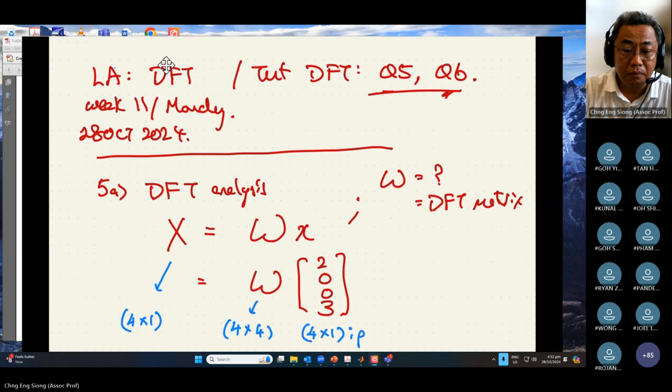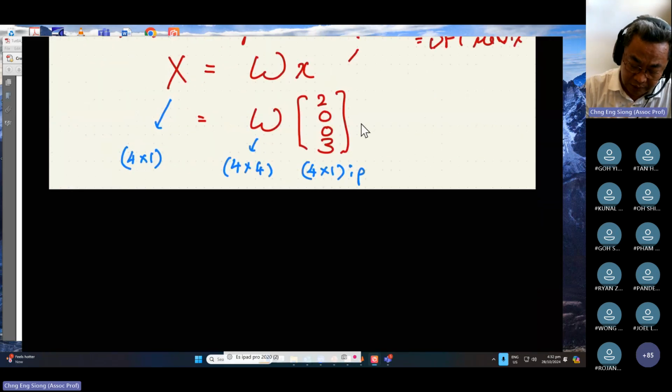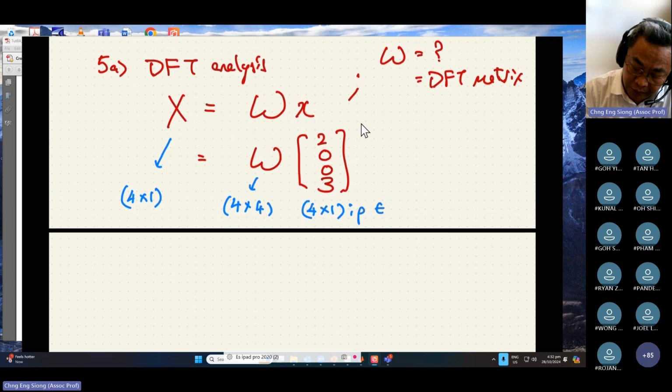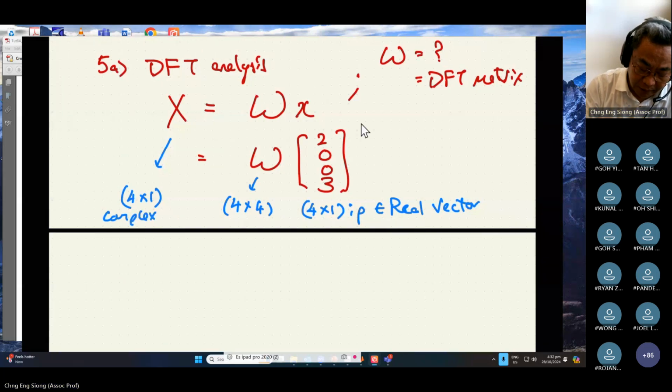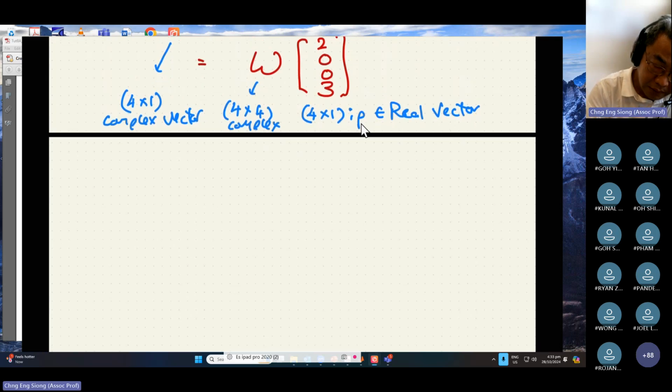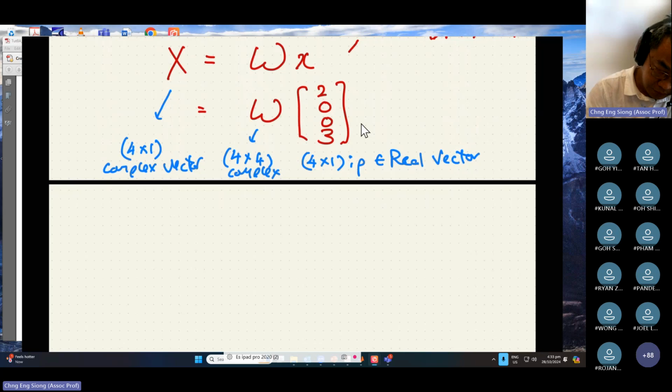Now, the other thing that you have to note is that the input is a real vector. And the output is a complex vector. And the reason why it's complex is because the W matrix is complex. So the only unknown that we have here is W. So let's carry on and then find out what we can write about W.